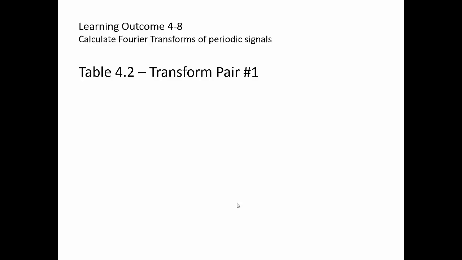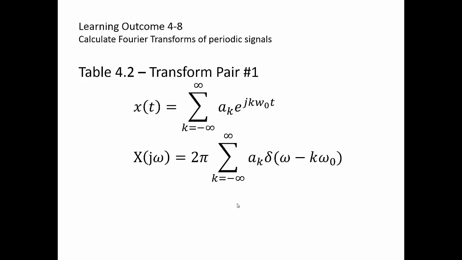Please look at Table 4.2. There are several different transform pairs there, and transform pair 1 is specifically related to periodic signals. It says that if your time signal, x of t, is a sum for k equals minus infinity to plus infinity of a sub k e to the j k omega 0 t, then your x of j omega will be 2 pi times the sum for k equals minus infinity to infinity of a sub k delta of omega minus k times omega naught.